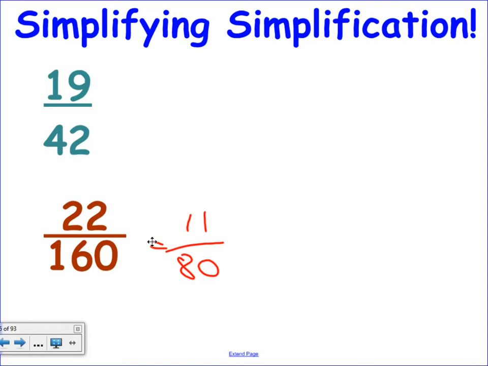If it did go into the denominator, if it was 11 over 33, what could I divide the top and the bottom by? 11. So it would become 1 over 3. See what I'm saying? So you've got to do that check of whether the numerator goes into the denominator. But a lot of the time it will be dead obvious like that. And it saves you wasting brain power.